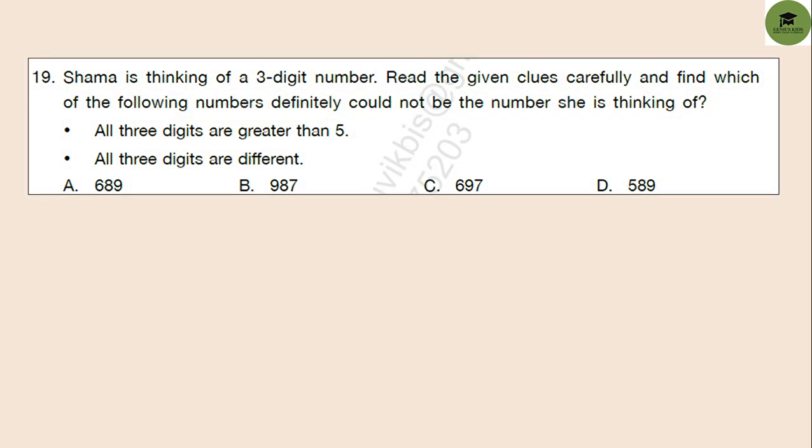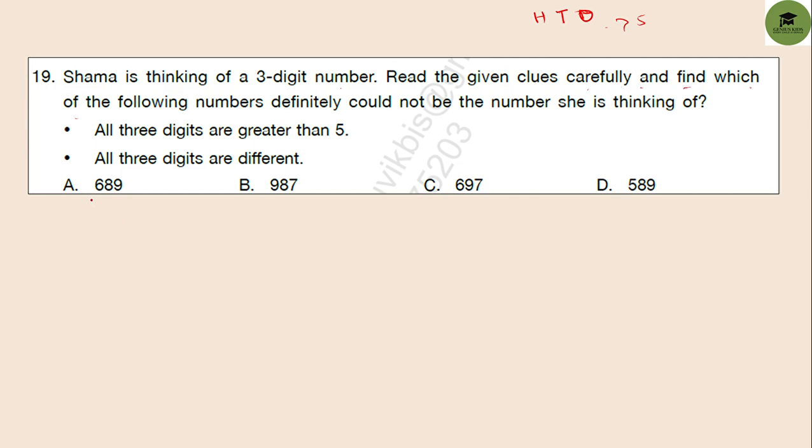Next question. Shama is thinking of a 3-digit number. Read the given clues carefully and find which of the following numbers definitely could not be the number she is thinking of. All 3 digits are greater than 5. So if you write ones, tens and hundreds, all these 3 digits are greater than 5. Okay. All 3 digits are different. Now you see the options.